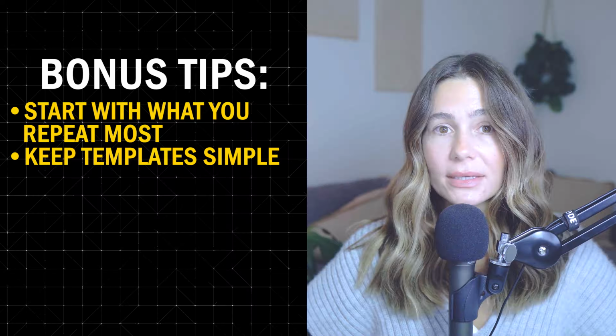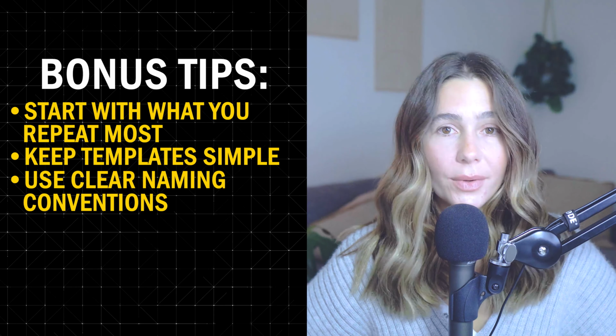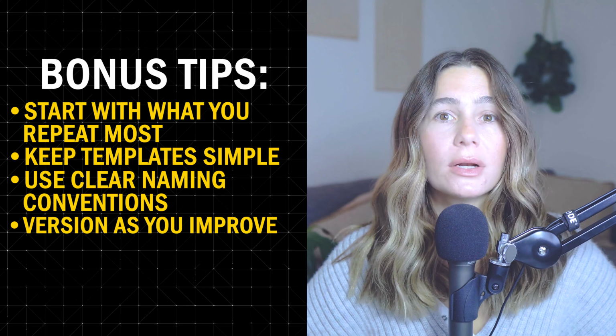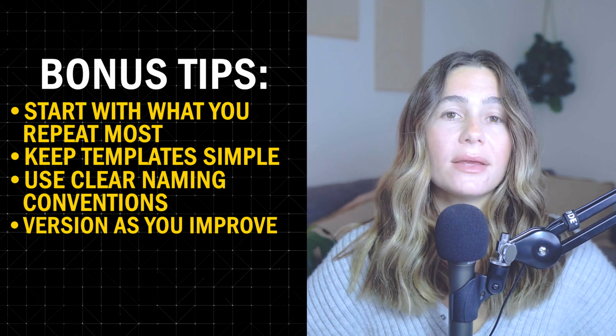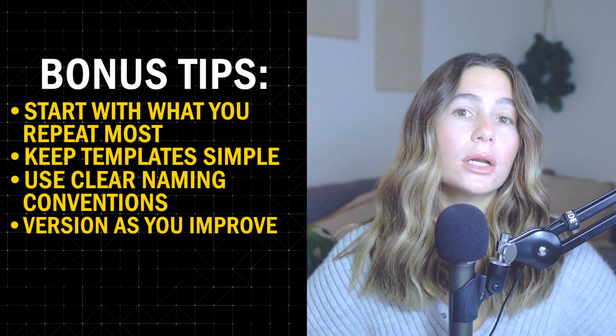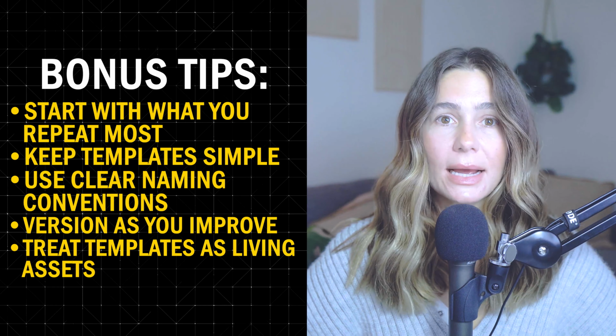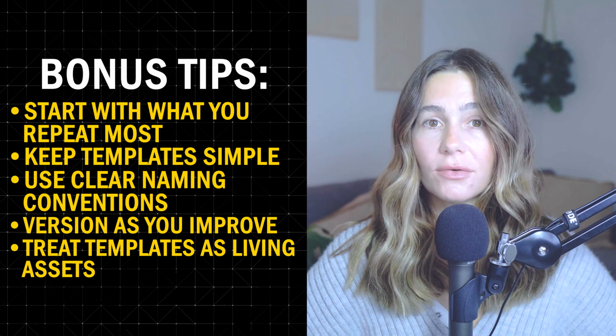Okay, now let's talk about some bonus tips. So one helpful tip is to build templates based on what you repeat most often. Start with the assets you use every week instead of trying to template everything at once. It's also smart to keep templates simple. Overcomplicated templates are harder to reuse and harder to adjust later. Also, naming templates clearly is another big one. Clear naming is going to save so much time and prevent confusion when you're building quickly. You can also version your templates as they improve. Saving updated versions protects systems that already work while letting you refine new ones. And finally, remember that templates are living assets. As your business evolves, your templates should evolve as well.